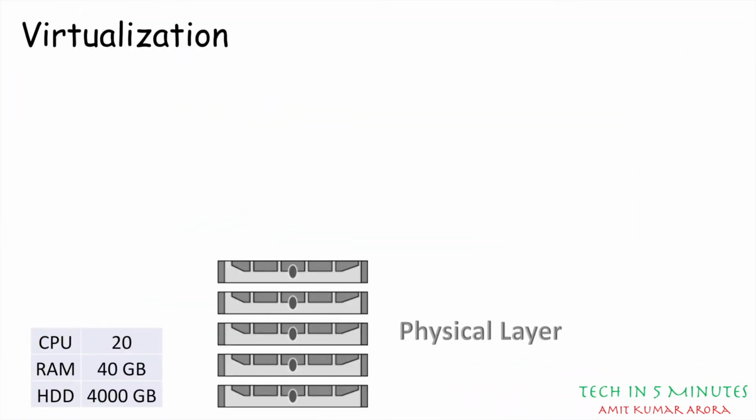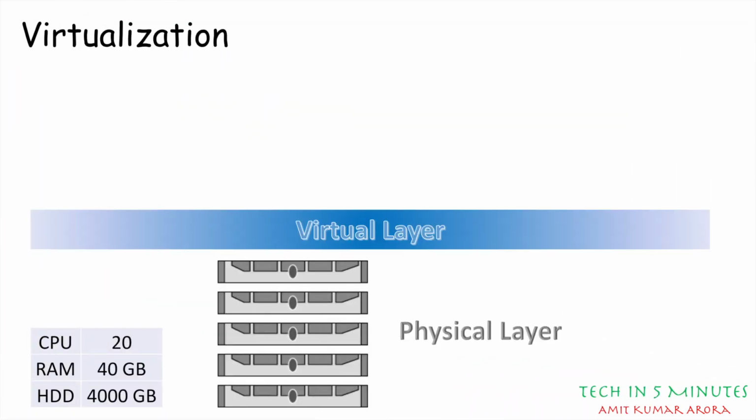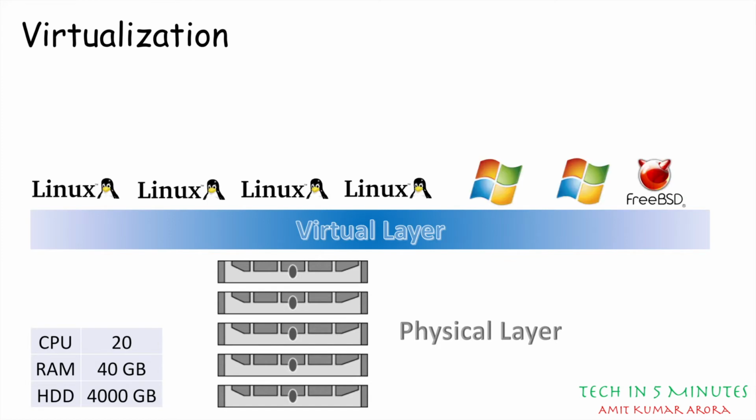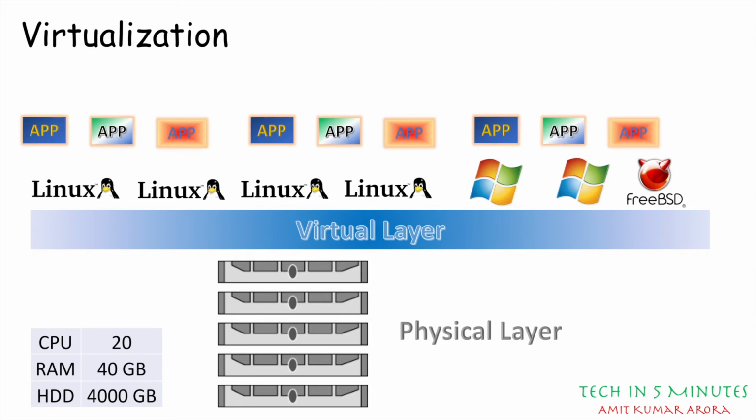On the same 5 servers, they deployed a virtual layer. On top of that virtual layer, they deployed multiple operating systems. They deployed 7 different operating systems on those 5 servers, which was not possible before virtualization. And they were able to support 9 different applications on the same 5 servers. Instead of purchasing more servers, they smartly invested in virtualization and saved a lot of money.